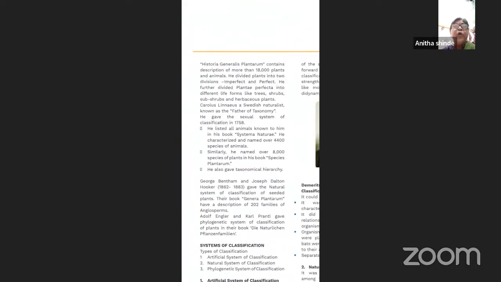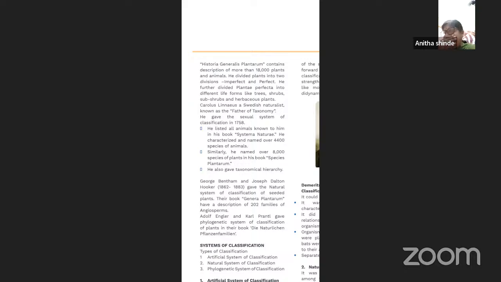So in his book, Historia Generalis Plantarum, he used the term species, and he described more than 18,000 plants and animals. And what he did is, he divided the plants into two divisions, imperfect and perfect. And he further divided the perfect ones into different life forms like trees, shrubs, subshrubs, and the herbaceous plants.